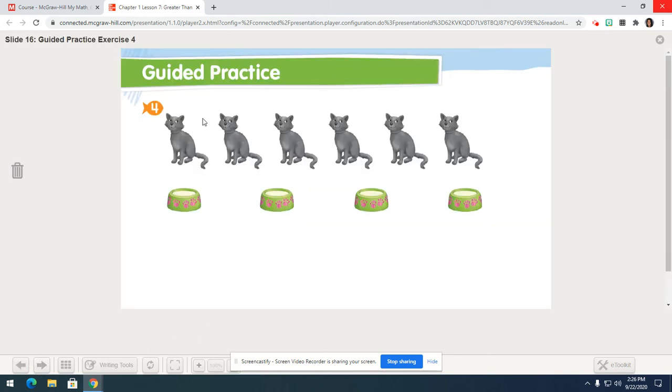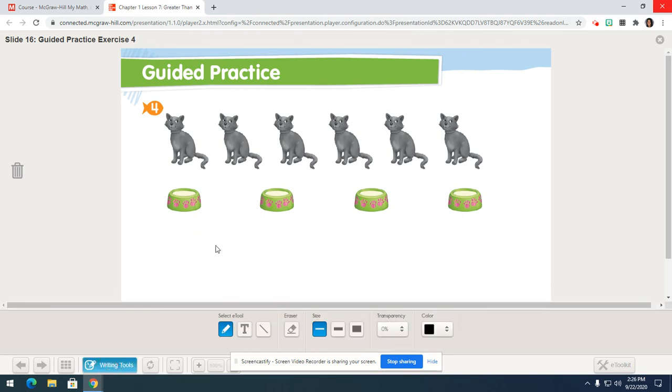Help me count how many kittens you see. 1, 2, 3, 4, 5, 6. We have 6 kittens. And again, you don't have to write the numbers. I'm just showing you what the number looks like. If you know how to write the number 6, feel free to write this on your paper as well. Help me count how many bowls we have. 1, 2, 3, 4. When we write 4, we say baby owl, line down.